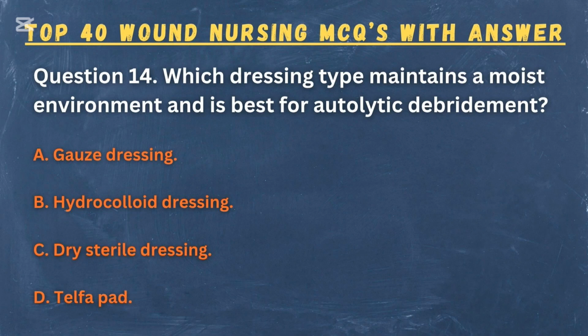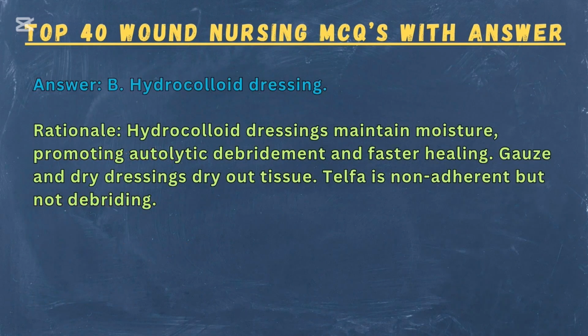Question 14. Which dressing type maintains a moist environment and is best for autolytic debridement? A. Gauze dressing. B. Hydrocolloid dressing. C. Dry sterile dressing. D. Telfa pad.